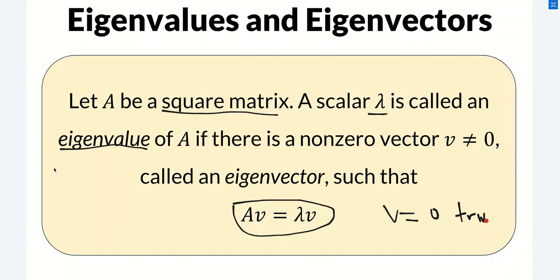All right. So if A is a square matrix and we have a scalar called eigenvalue, and the vector v should not be equal to 0, then that vector can be called an eigenvector, such that when that vector is transformed, we are going to get the same vector, but it will be scaled.